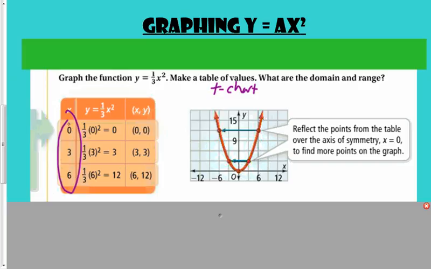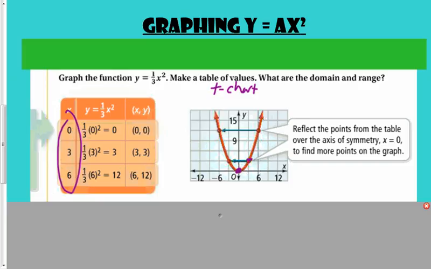So if you use 0, 0 is always a great one to use. You plug in 0, you get 0. So we have 0, 0. Plug in 3, and the reason we plug in 3 is when you square 3, it becomes 9, and then 1/3 of 9 is going to be a whole number. It's going to be 3. So we have 3, 3. Going by 3s, 3, 3.